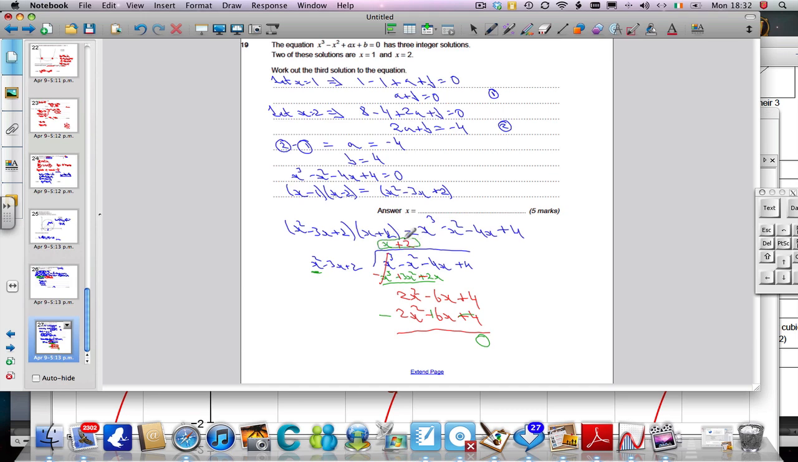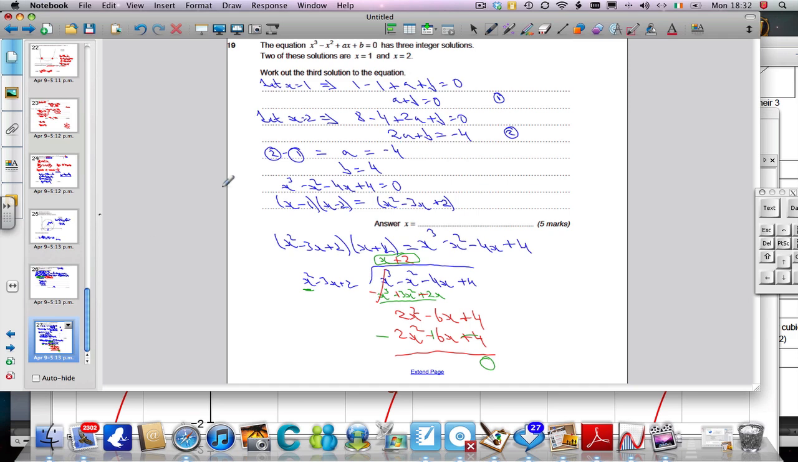There is your solution, x plus 2. Or x plus 2 is your factor. That means x equals minus 2 is your solution.